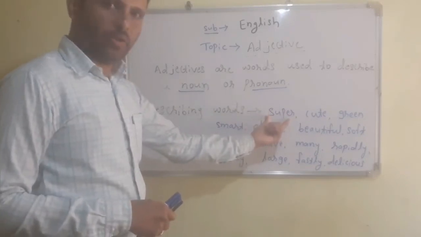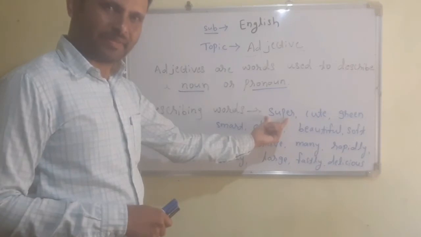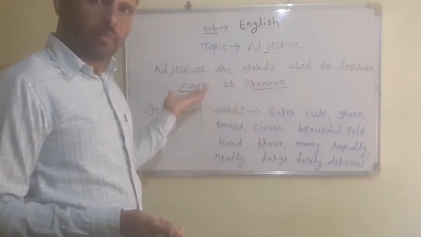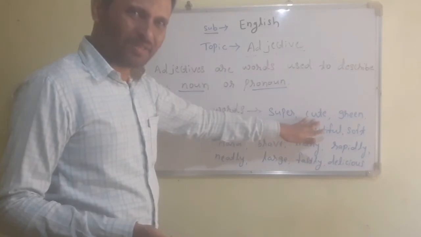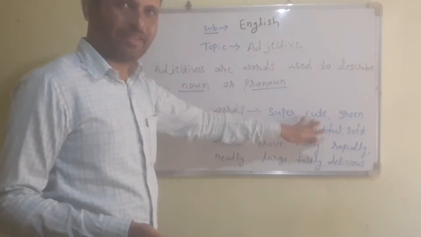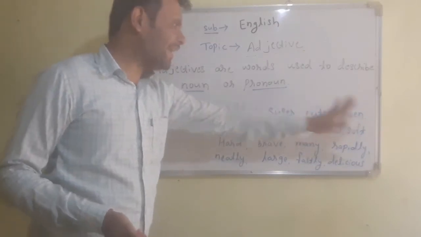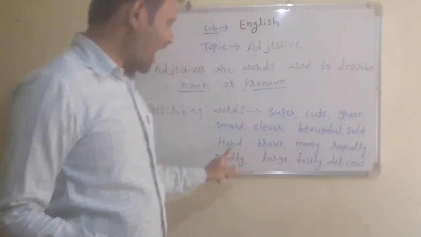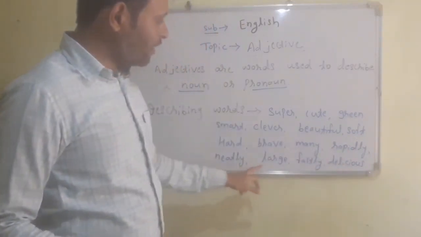Bangalore is a super place. Super explains a noun or pronoun. Then, the baby is cute. Cute describes a noun or a pronoun. Like that: green, smart, clever, beautiful, soft, hard, brave, many, rapidly, neatly, large.